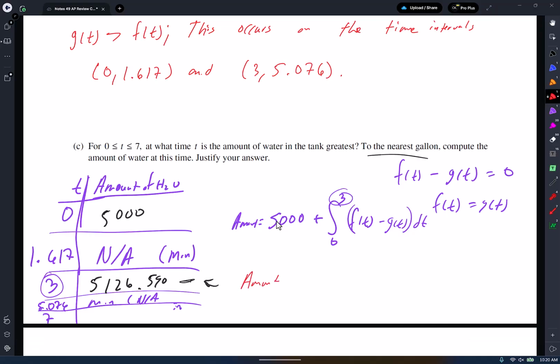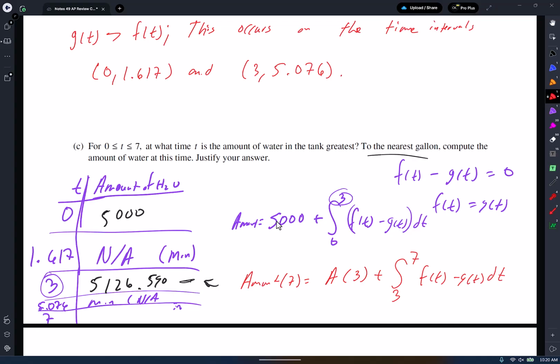Amount at 7 equals the amount at 3 plus the integral from 3 to 7 of f(t) minus g(t). So let me see if that makes sense to you guys. Can you guys see? Tell me if this makes sense. The amount of gallons I have at 7 is the amount of gallons I had at 3 plus how much I have changed from 3 all the way to 7. Does that make sense to you guys?